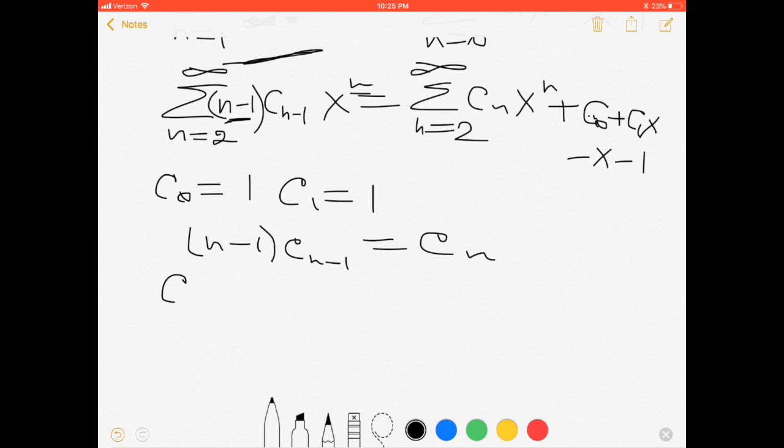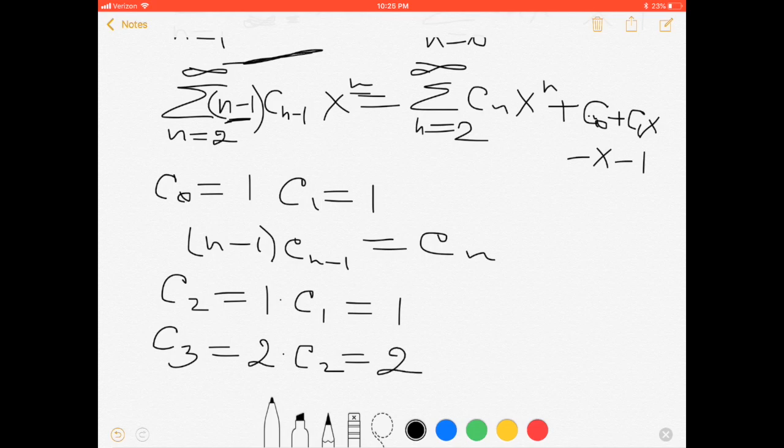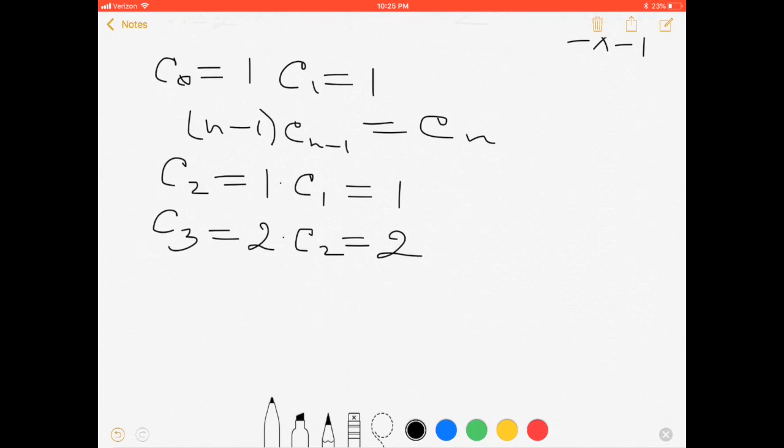This means c2 will be 2 minus 1, which is 1, times c1. Then c3 will be 3 minus 1, which is 2, times c2. It will be 2. Okay, great. c4 will be 4 minus 1, which is 3, times c3.